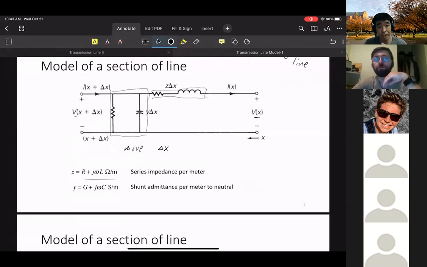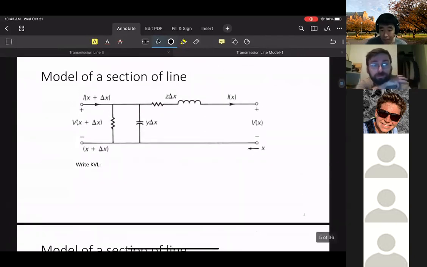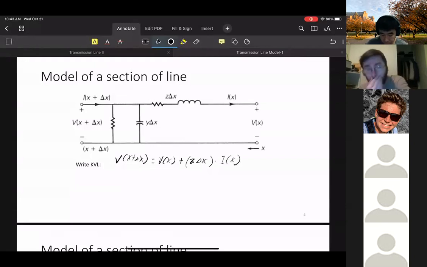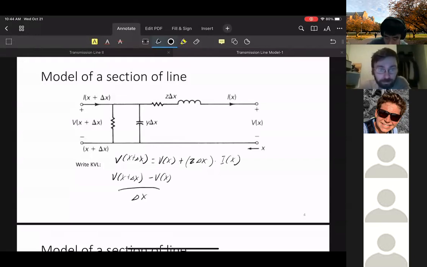Now to analyze this, we're going to write KVL just for this section. What we get by writing KVL is the following. We know the change in voltage as Vx at the end of the line plus the impedance times the current of the line. If you rearrange terms, we have equals Z times Ix.